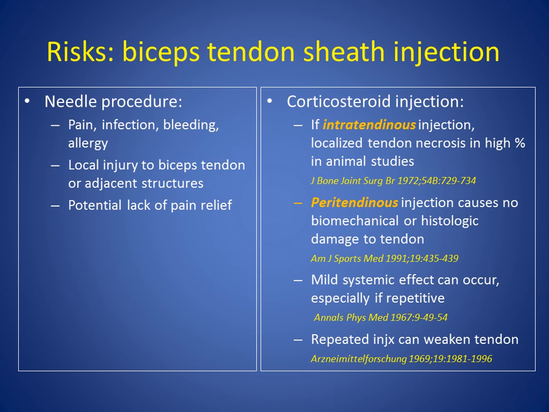With regard to the corticosteroid injection, first of all, you don't want to do an intratendinous injection. It's been shown there's a high percentage of localized necrosis when you do an intratendinous injection. What we want to do is a peritendinous injection in the tendon sheath. These, in the immediate term, cause no biomechanical or histologic damage to the tendon, although there is some evidence that repeated injection could potentially weaken that tendon.